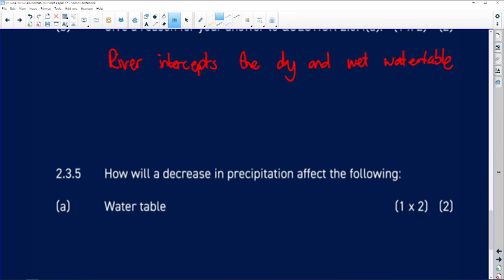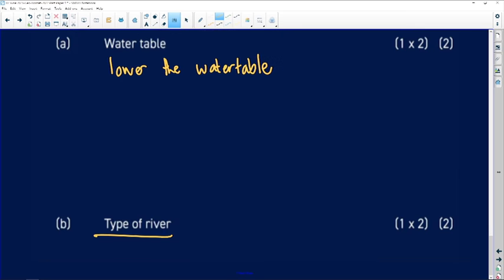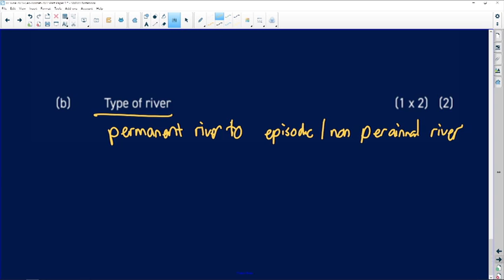Okay. How will a decrease in precipitation affect the following? Precipitation is rain. How will it affect the water table? Obviously, it will lower the water table because there will be less infiltration. And secondly, what will happen with the type of river? It will go from a permanent river to an episodic or non-perennial river, because it won't have constant water that's been added to the drainage basin.